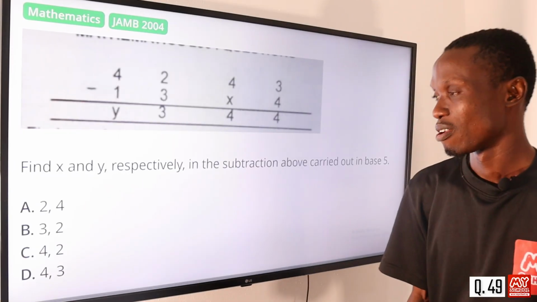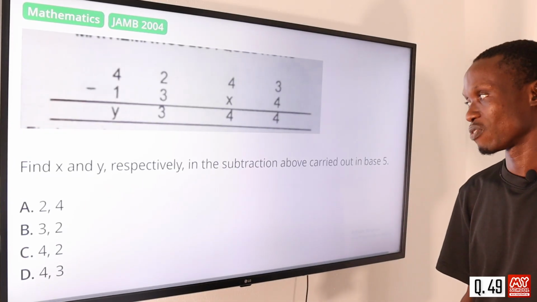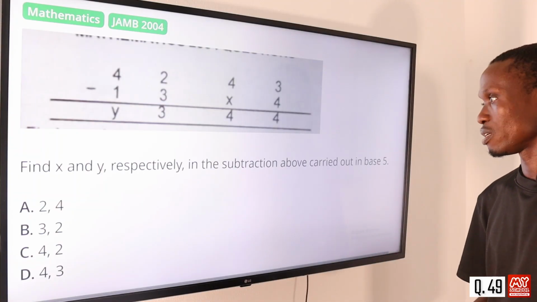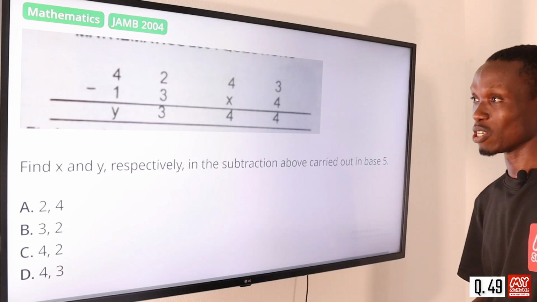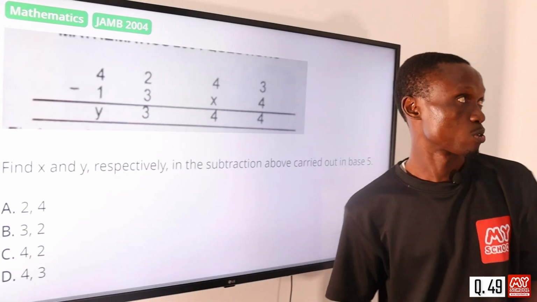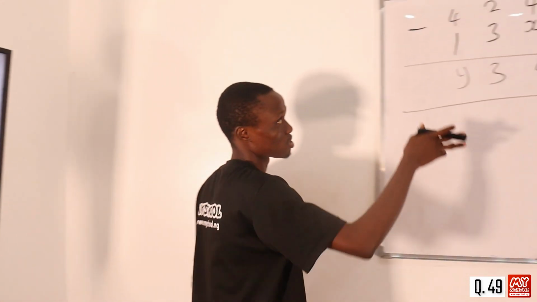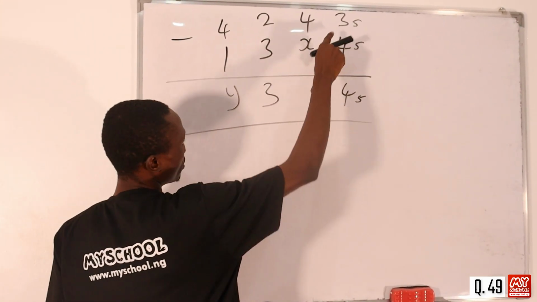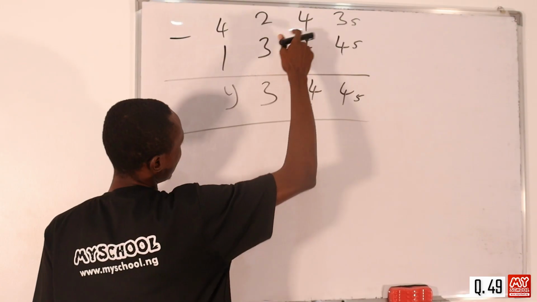Question 49. Find x and y respectively in the subtraction above carried out in base 5. So let's move over to the board to provide answer to this question. So this is the subtraction that was carried out above in base 5. So let's go ahead and find the value of x and y.